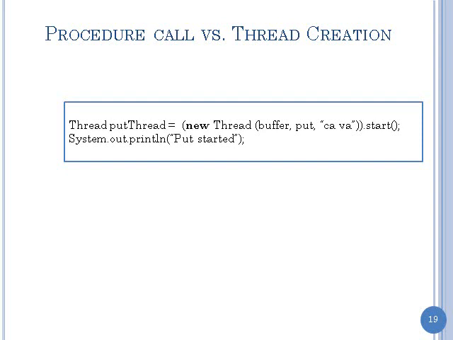Now, in C, can you pass as many parameters as you want to? You can. Java won't let you do that. And why not?